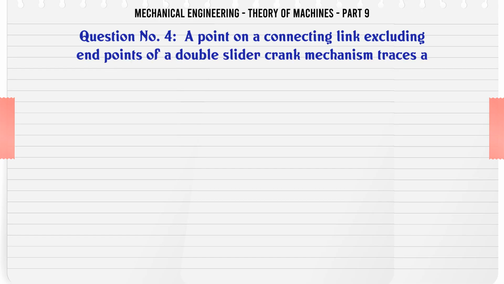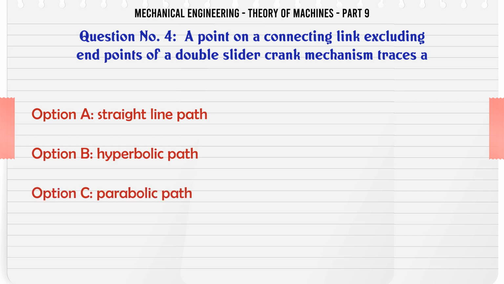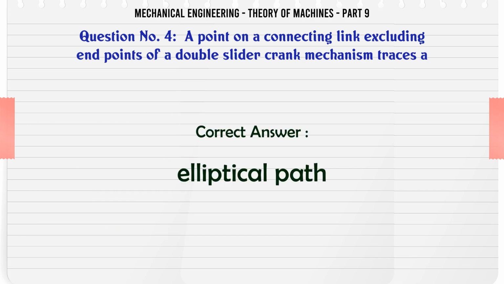A point on a connecting link, excluding endpoints, of a double slider crank mechanism traces: A. Straight line path, B. Hyperbolic path, C. Parabolic path, D. Elliptical path. The correct answer is elliptical path.